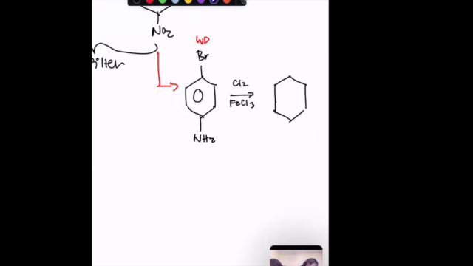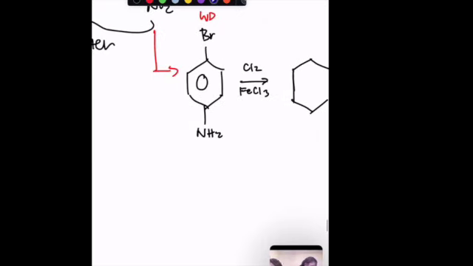I'm just doing this for you guys. Don't actually do this on the exam. And then NH2 is a strong activator. So since it's a strong activator, it's going to be either ortho or para. But we know that this is going to over halogenate, so it's going to do both.